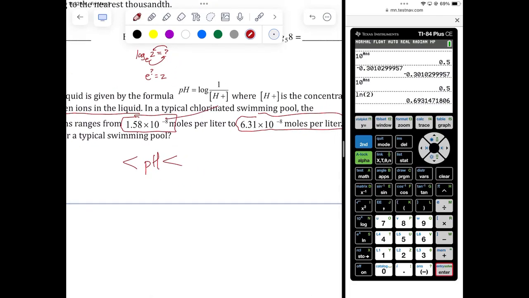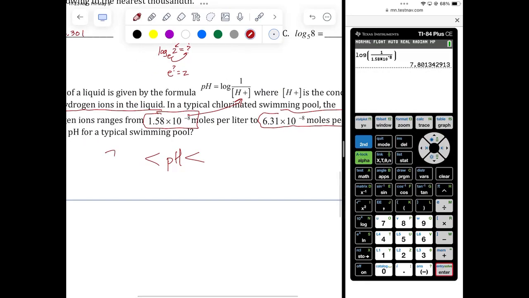Let's go ahead and just plug this in right here. So I'm going to do log of, and I'm going to plug it in. I'm going to do alpha x, which is 1 over, and then I'm going to type in 1.58 times 10 caret to the negative 8 power, just like that, okay? Oops, not there. Scroll to the right. Come on, get over there. One more. There we go. How does that look? Perfect. Did I plug it in for H plus? Yeah, I hit enter and I get 7.8. So that should be on the low end, 7.801. We'll go 3 decimals.